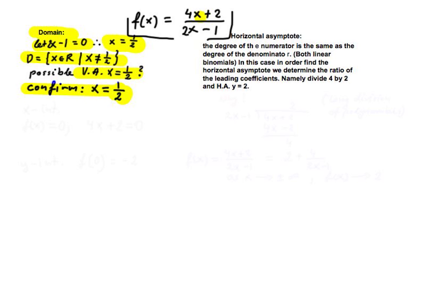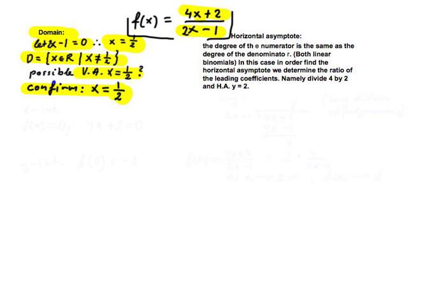Now, this example also has another interesting feature. The degree on top is represented by a linear binomial, which is 1, and the degree on the bottom is also equal to 1, which means when you divide the numerator by the denominator, you should get a constant value and possibly a remainder.